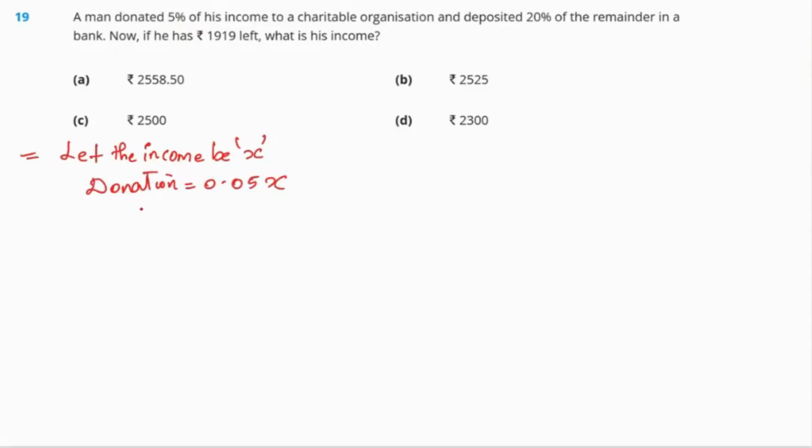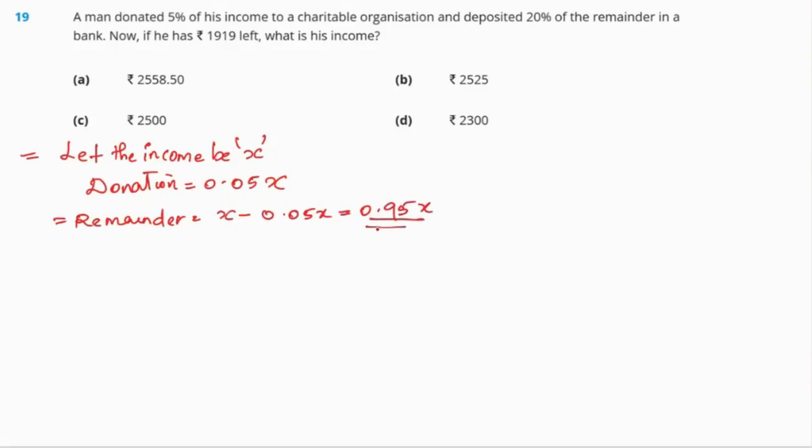So what is the remainder after donation? The remainder after donation will be X minus the total he donated, 0.05X, right? So what is left with him? 0.95X is left with him.